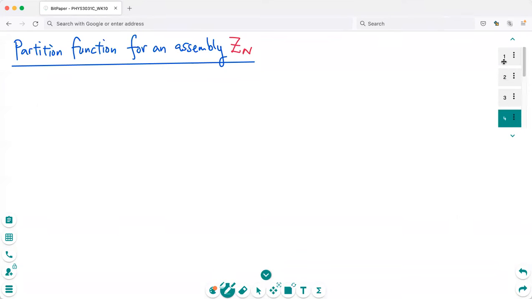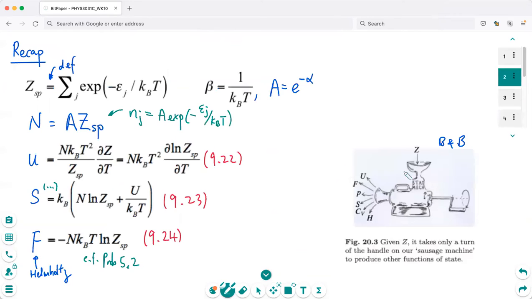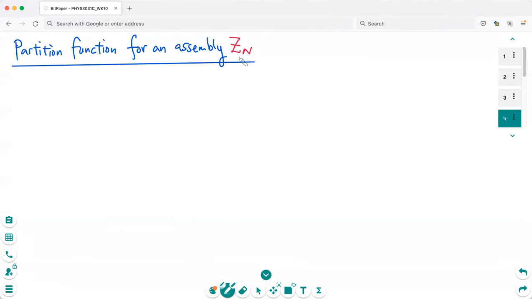So you see, if you look at the Blundell and Blundell, this is only a Z here. Okay, so now I want to introduce the one which I label by N. Let's say I don't want to look at the single particle energy spectrum. I want to look at the entire collection of particles, and I look at it as a system. That's why you have this word assembly.